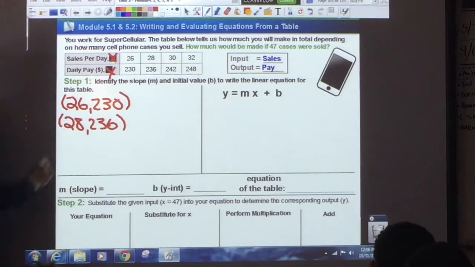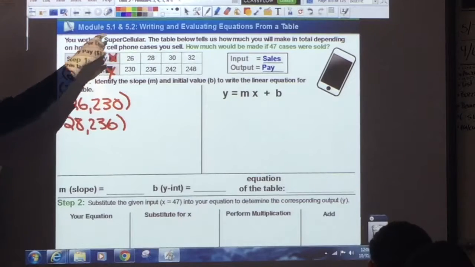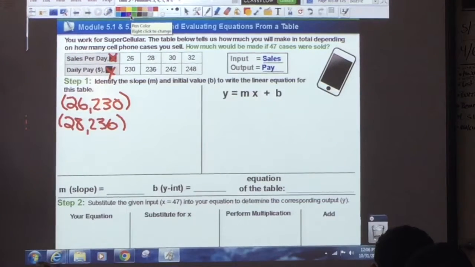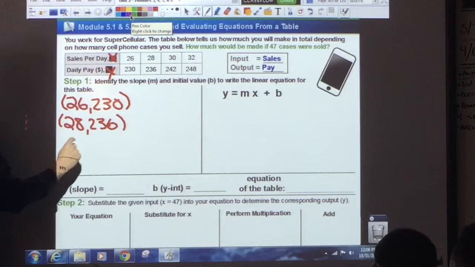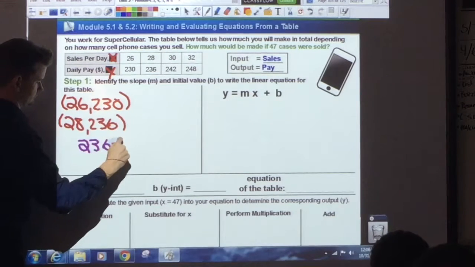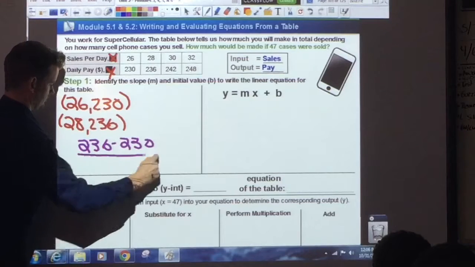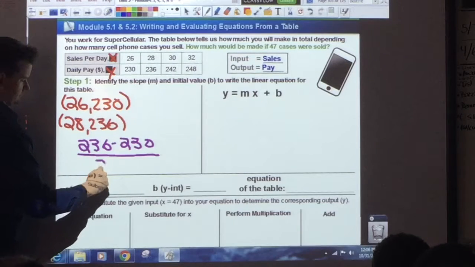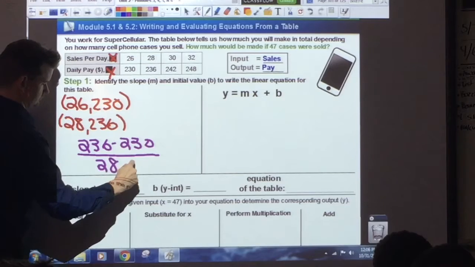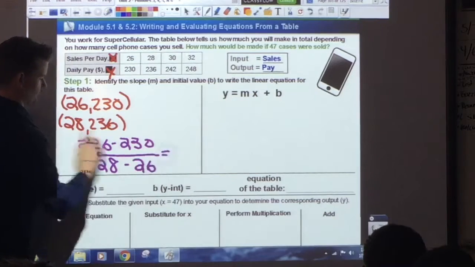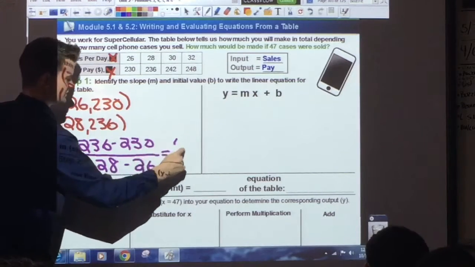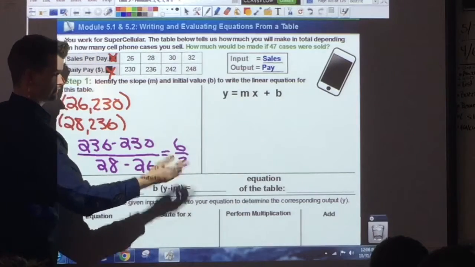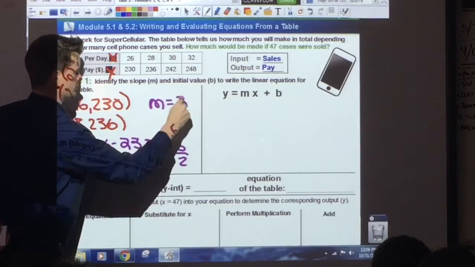236. And then we'll put these into our slope formula. I'll give you guys a second to catch up, and I want someone to tell me, what am I writing in my slope formula? What numbers would I put in there? 236 minus 230 over 28 minus 26. Which simplified down to 6 over 2, which is what? 3. So my m is equal to 3.